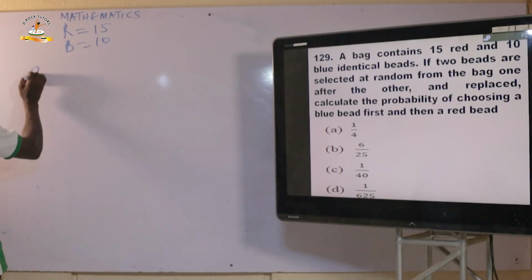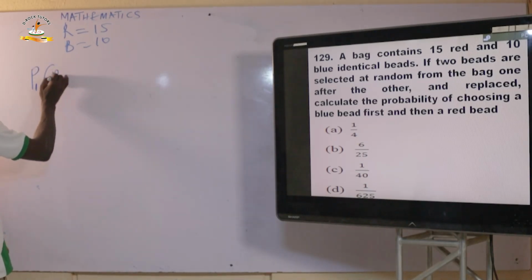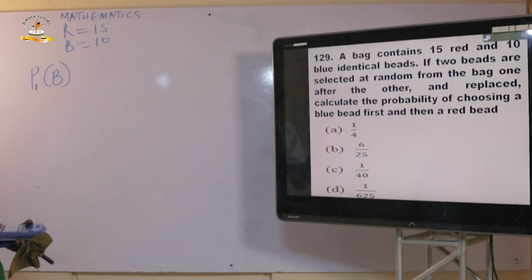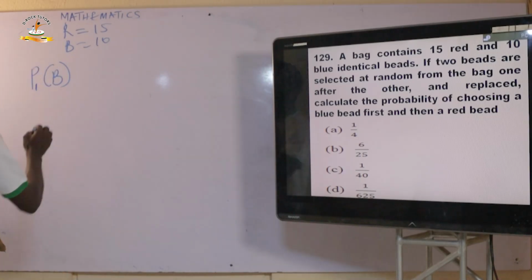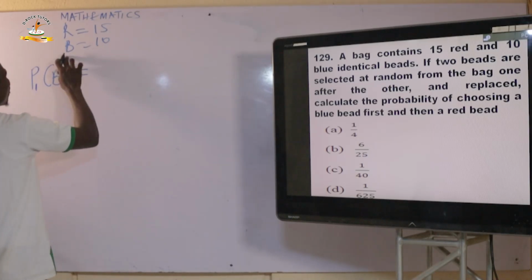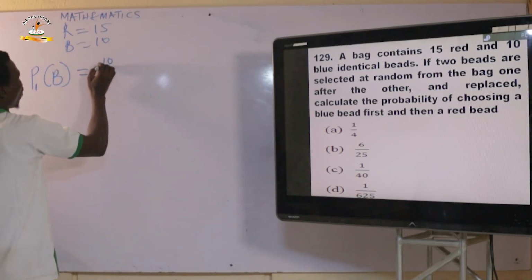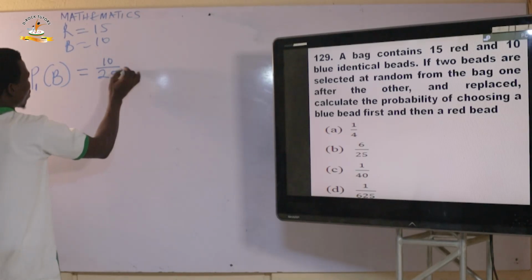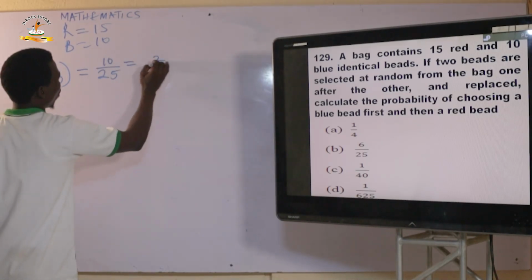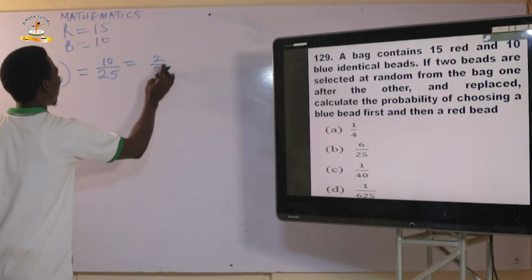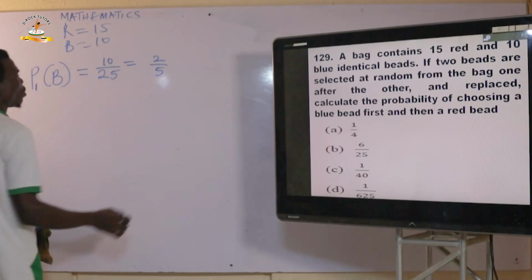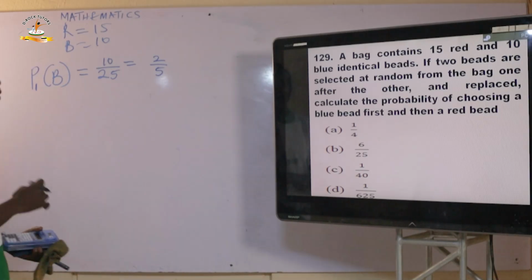So for the probability of the first one being a blue bead, you put P subscript 1 to tell you the first choice. The total of this is 25. So it is the number of blue, which is 10, all over the total number, which is 25. That is simply 5 goes here, 2 by 5. So that's 2 over 5 for that one.